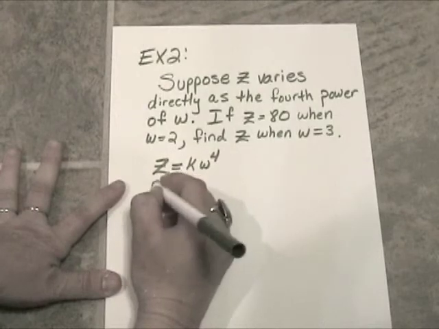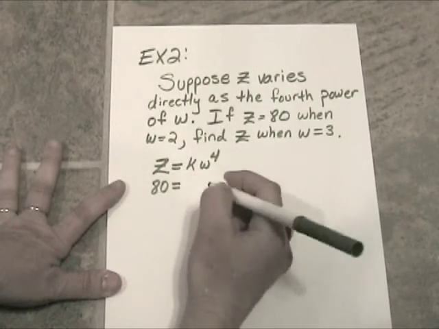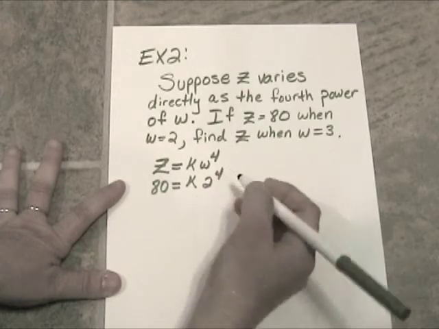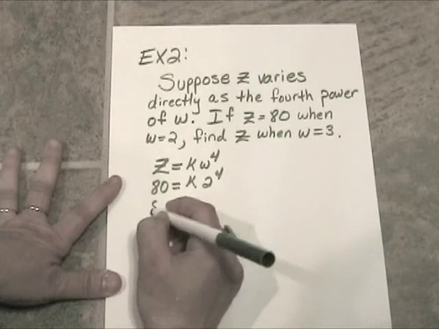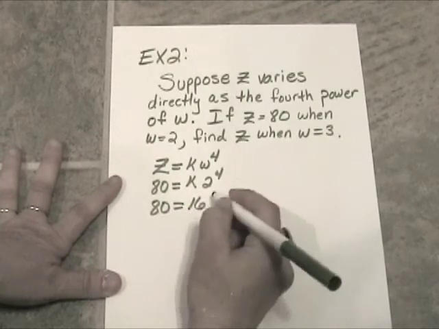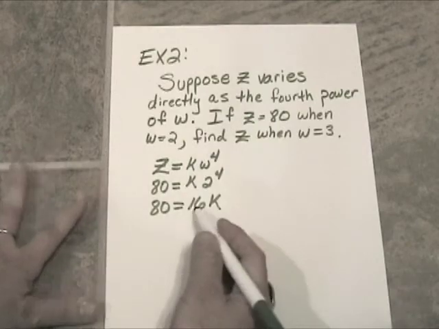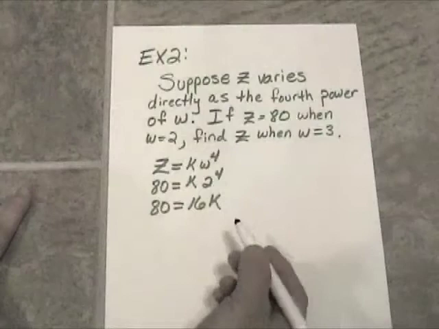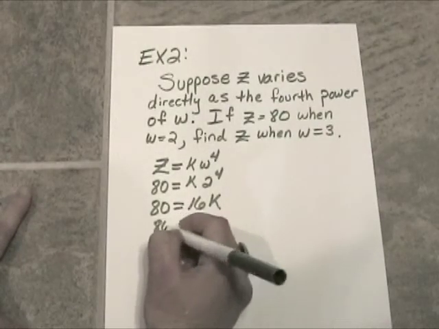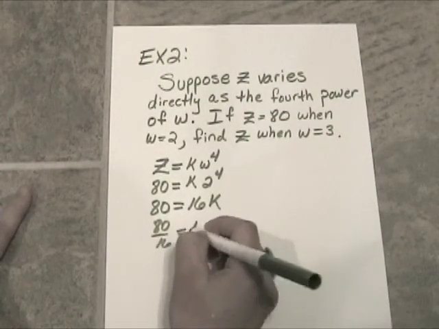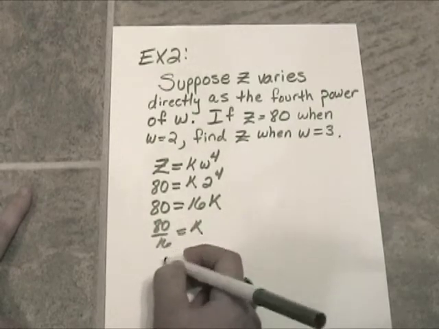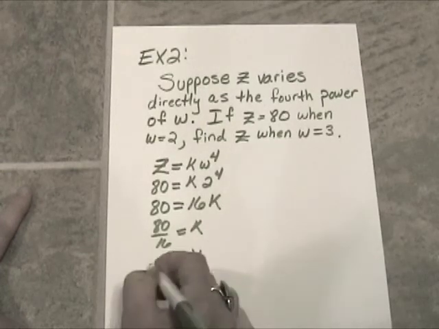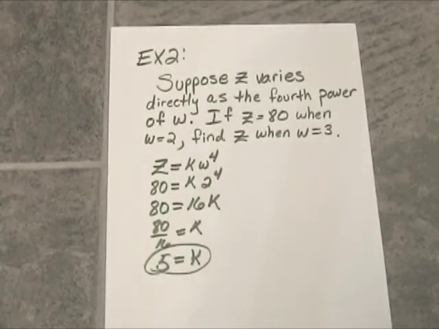Z is 80, and that's going to be equal to our constant of variation times 2 to the 4th power, which is 16. So 80 is equal to 16 times k. Force of habit, I always put the numerical coefficient in the front. Now we're going to divide through by 16. So 80 divided by 16 is equal to k, and 16 will go into 80 exactly 5 times. So our k is equal to 5. So step 2 is done.